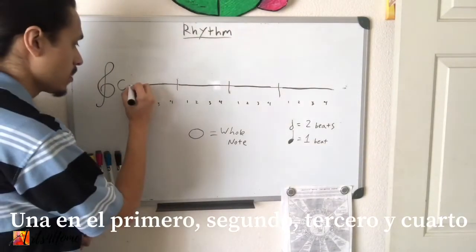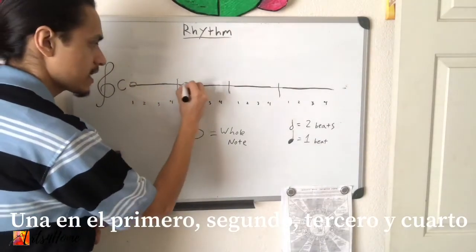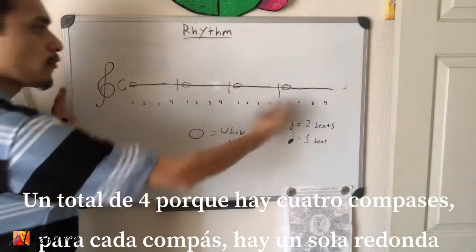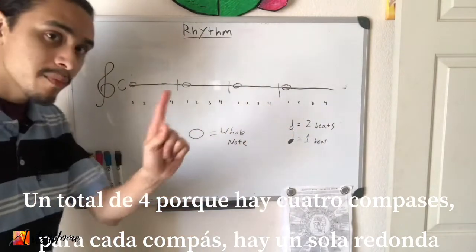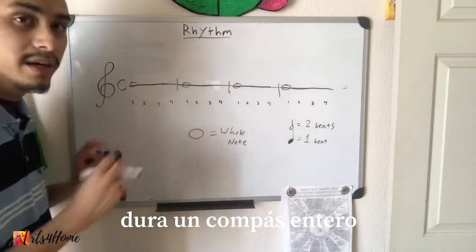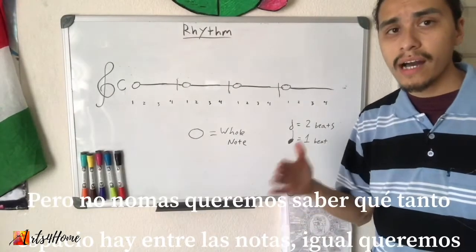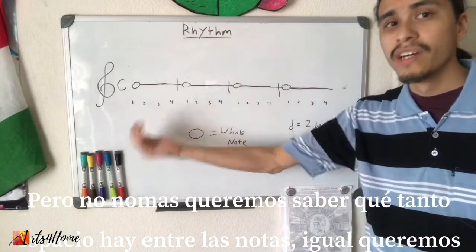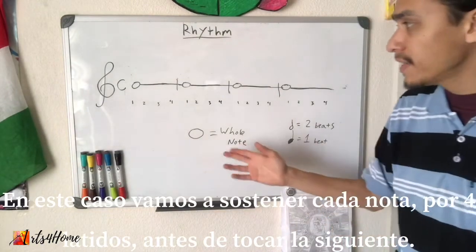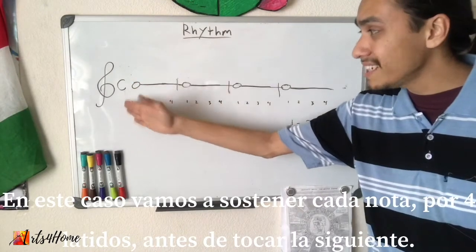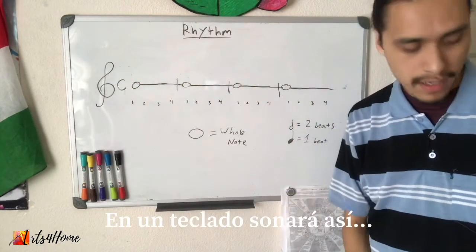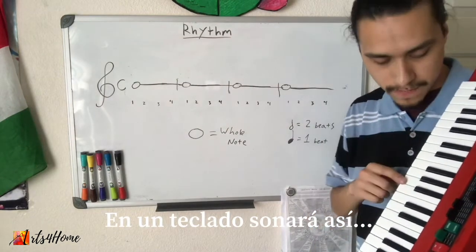Okay, I'm going to put 1 on the first one, on the second one, on the third one, and on the fourth one, getting us a total of 4 because there's 4 measures. For every 1 measure, we get 1 whole note because a whole note lasts for a whole measure. So we're not just trying to figure out how long it's going to take us to get from one note to the next one. We also want to know how long we need to hold that note. In this case, we're going to hold each note for a whole 4 beats before we play the next one, okay? So if we were to do that on a keyboard, it would sound like this.